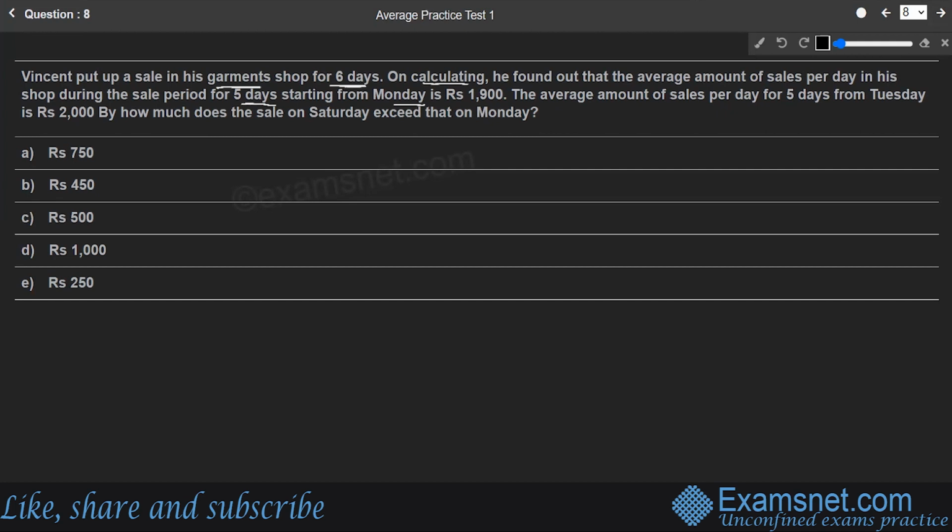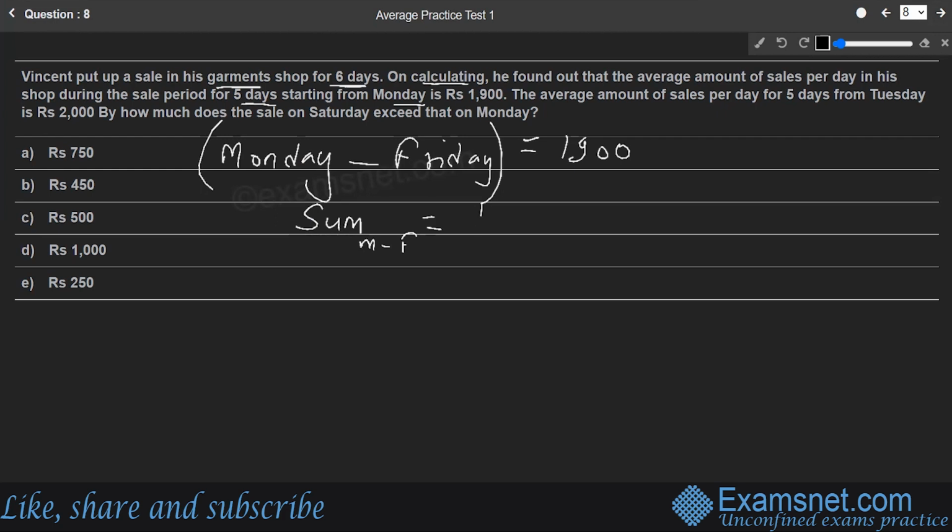One span starting from Monday, another span starting from Tuesday. So in the first category, he says Monday to Friday. This is a 5 days category. He says the average for Monday to Friday is 1900. So we always do the calculation of total. What is the sum of the category called Monday to Friday? It is nothing but average, that is 1900 multiplied by number of days, that is 5, which is 9500. So this is the total sale from Monday to Friday, that is 9500.